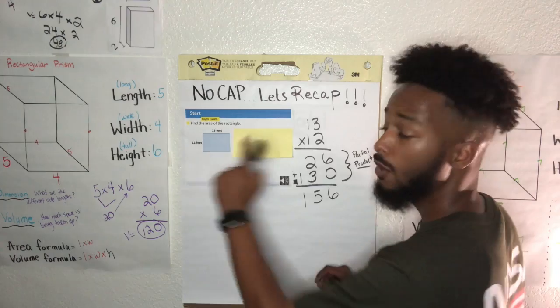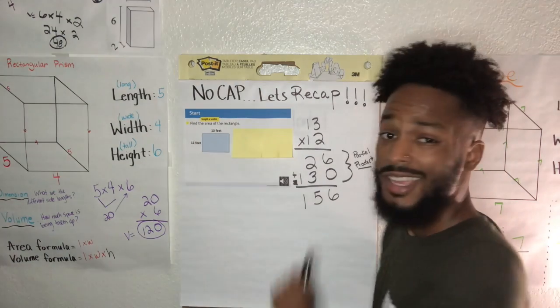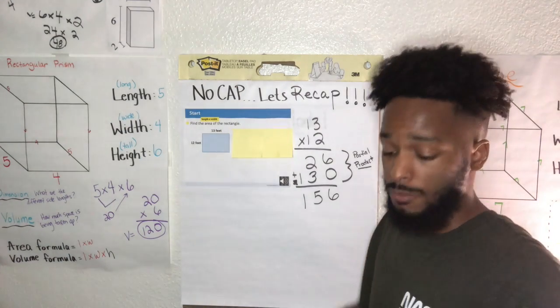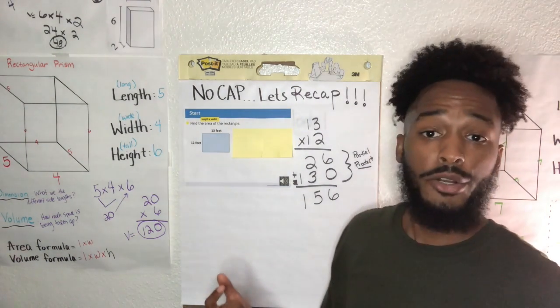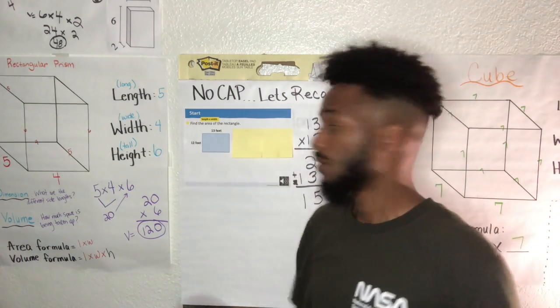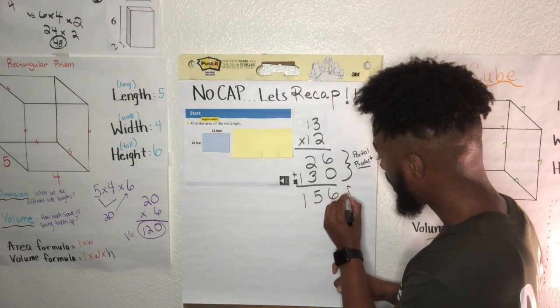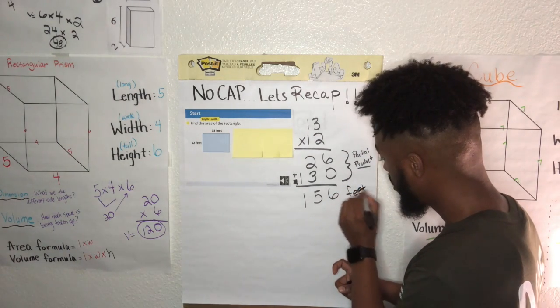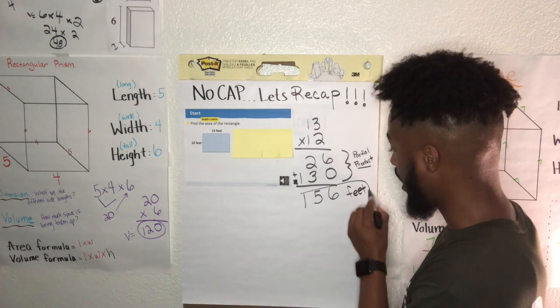Oh, I'm forgetting one thing. The unit of measurement. The unit of measurement that they gave us is feet, right? Units of measurement could be feet, inches, miles, centimeters, millimeters, kilometers, right? But in this case, it's feet. So I got to make sure that I put my feet. 156 feet. I'm going to circle that answer.